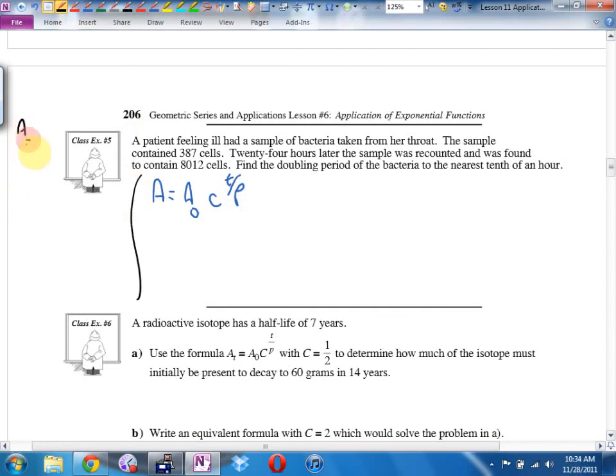Do me a favor, folks. Underline the words doubling period. What they're telling you in this question by saying doubling period is they want C to be 2. What if they said tripling period? They'd want your base to be?